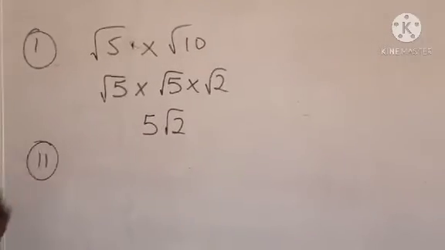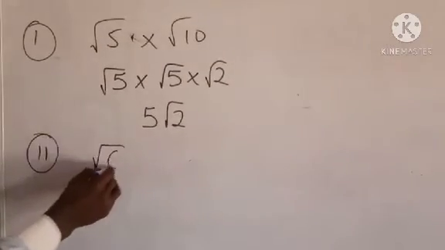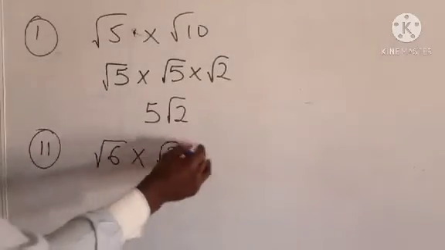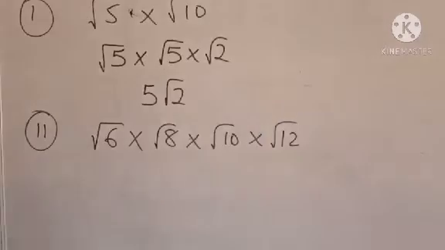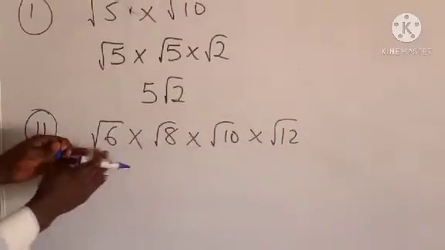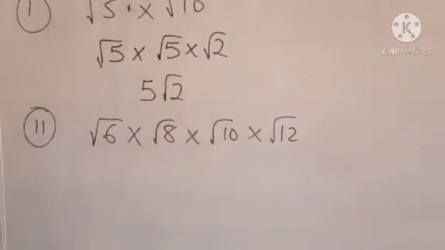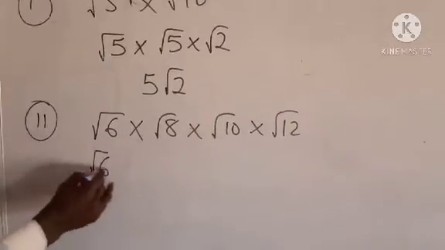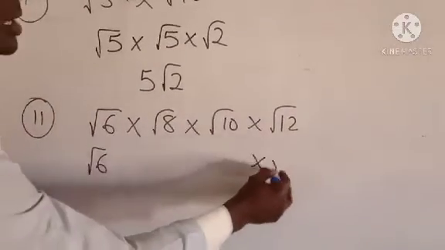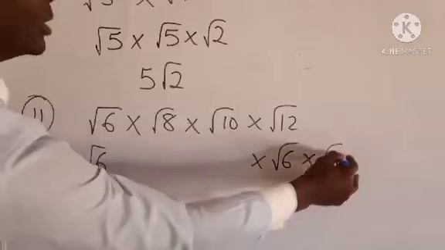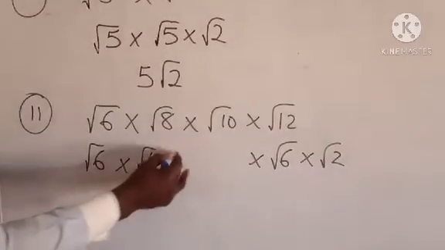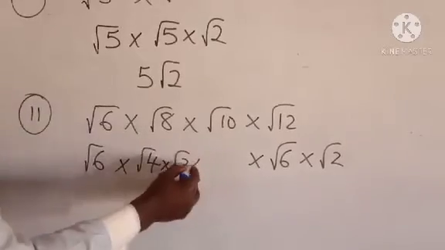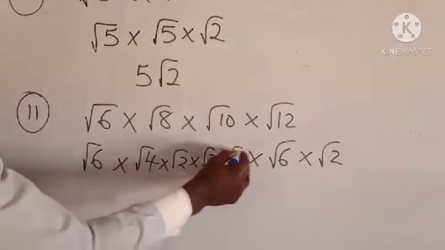A quick look at the second example. If you're asked to simplify root 6 times root 8 times root 10 times root 12, all you need to do is write the numbers in a form that there can be replication. I have root 6. For root 12 is same as root 6 times root 2. For 8, same as root 4 times root 2. Then for 10 is root 2 times root 5.